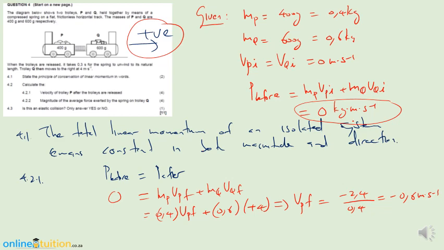So that's my answer there. Okay, 4.2. Hopefully I've got that right. Yeah, one could double check that. That's like 24 over 4.